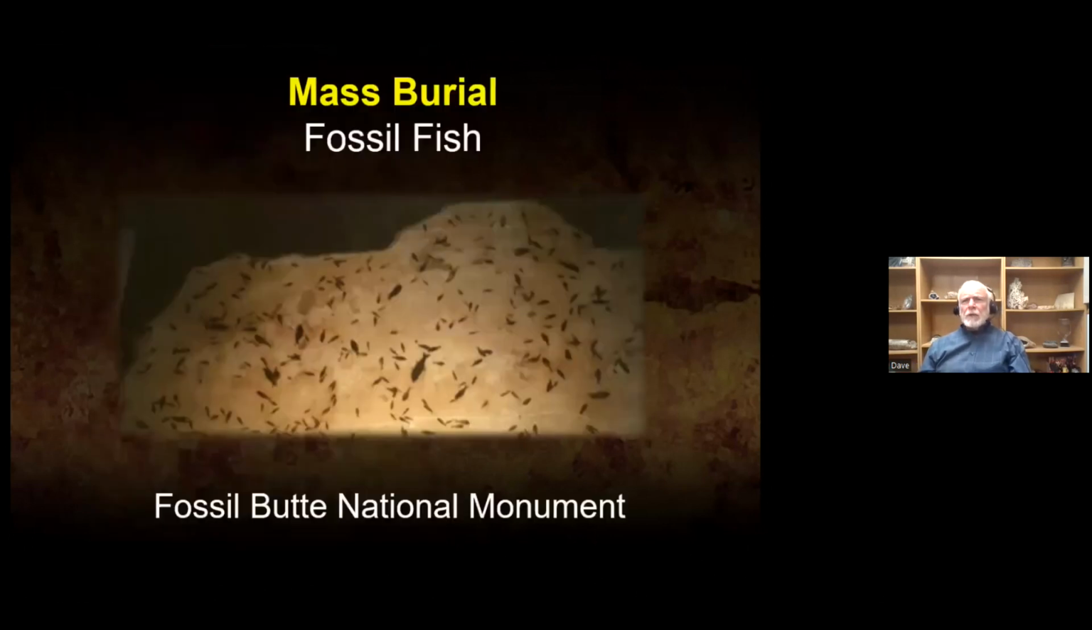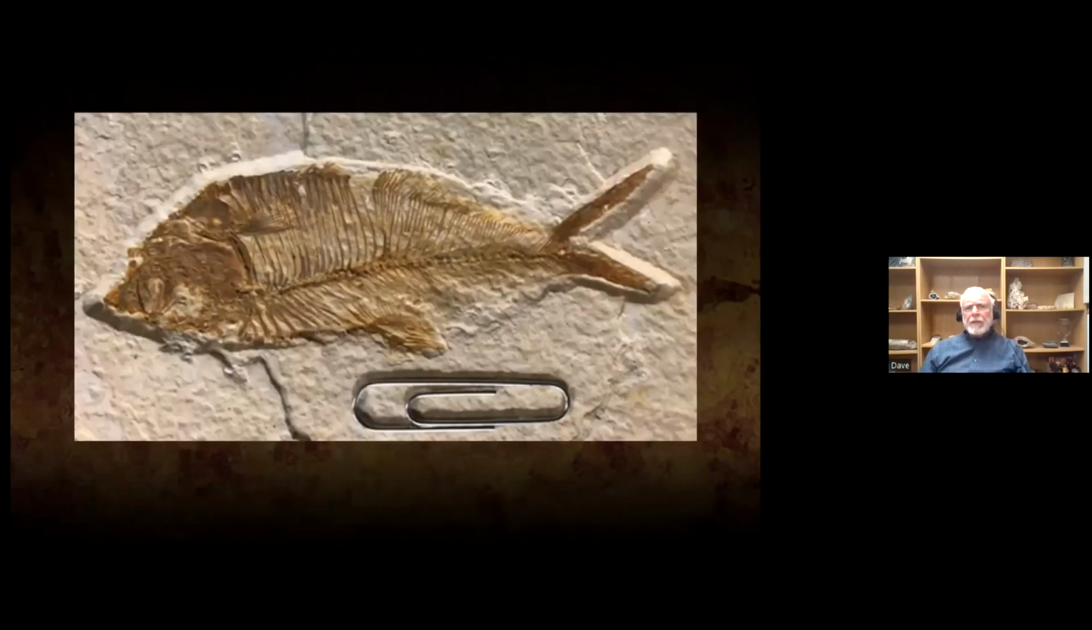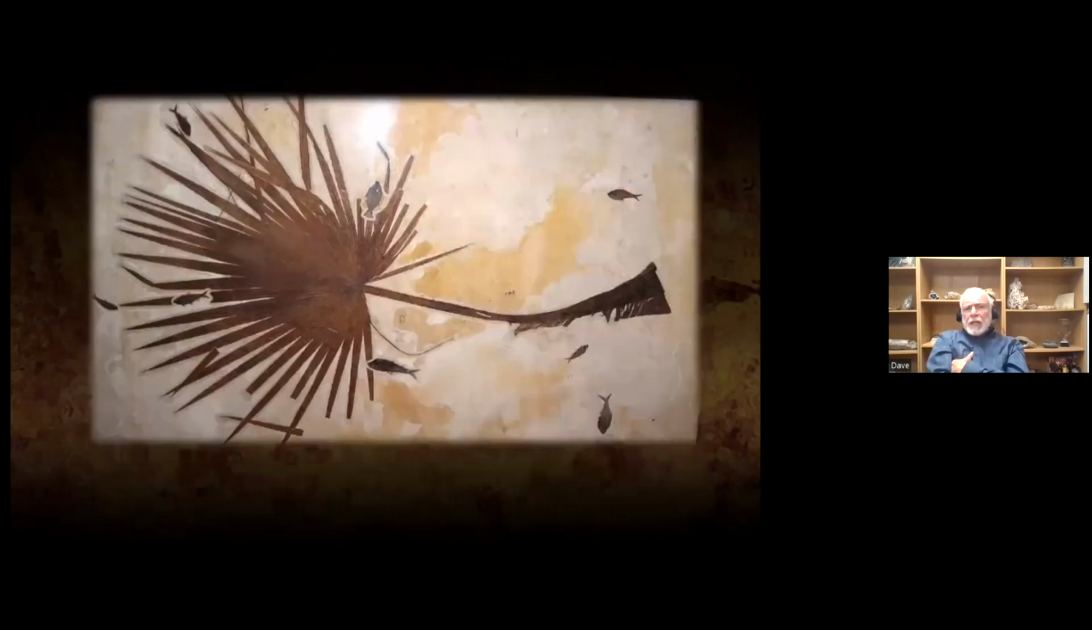Okay. You go to Kemmerer, Wyoming, what do you find? Mass burial of fossil fish. Look at that. In one slab, 360 fish on it, not a fin out of place. Little fish, big fish. They even have palm fronds with fish. That palm frond is about 10 feet long. And then not one iota of decay.